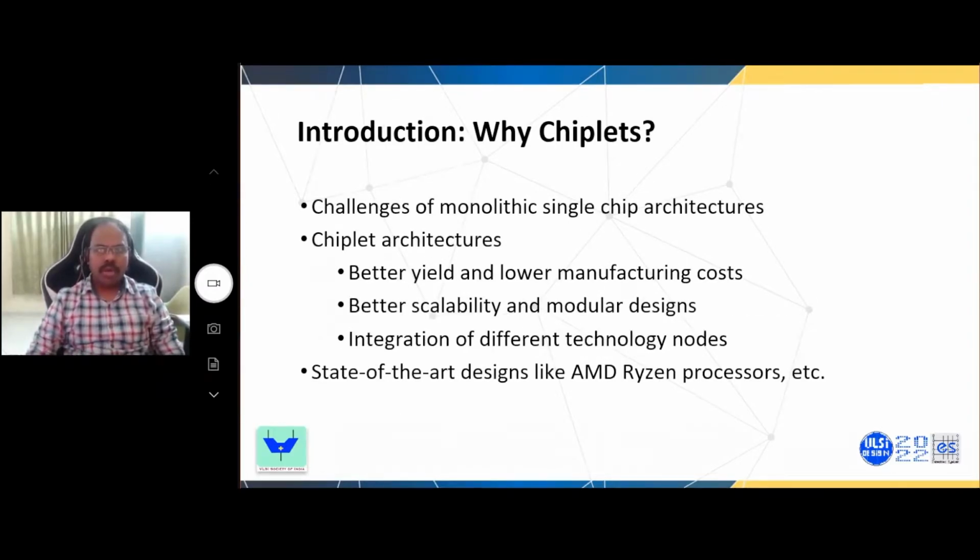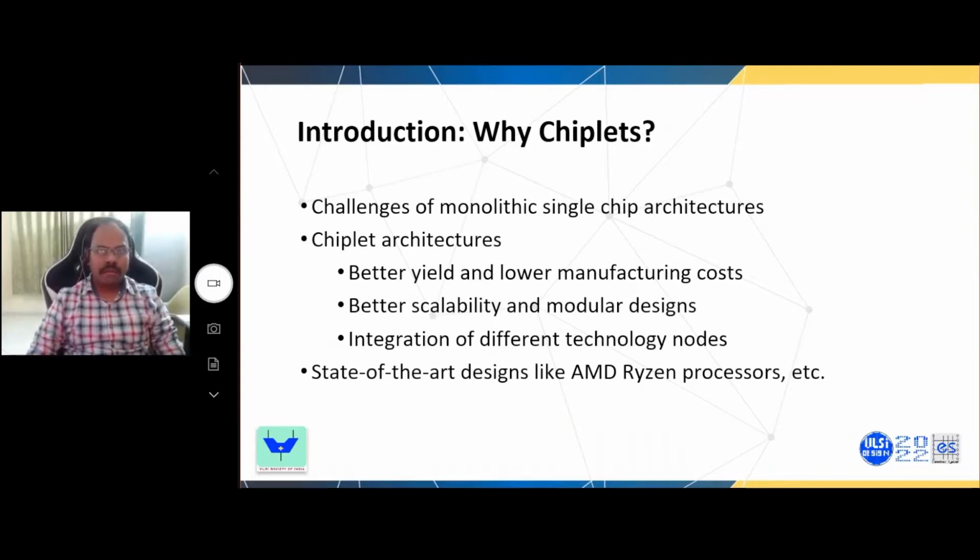Firstly, before we go into the proposed protocol, why do we need chiplet architectures? Traditionally, single chip architectures have been implemented using monolithic die architectures, wherein all the functionalities or all the IPs in the system are implemented on a single die. However, as technology progresses to advanced nodes and the size of the chip increases, the yield from such monolithic die implementations starts reducing, thereby increasing the overall manufacturing cost.